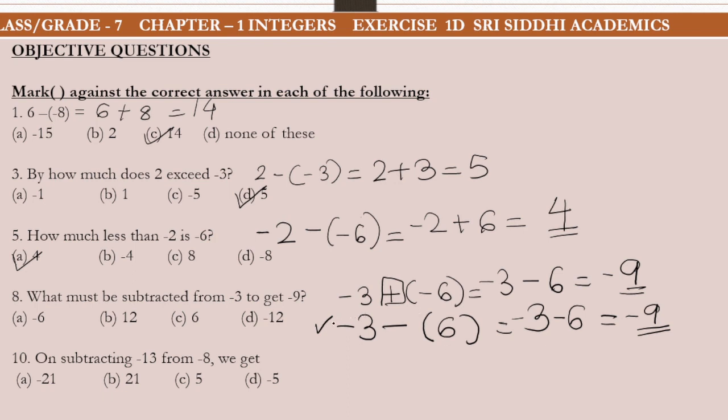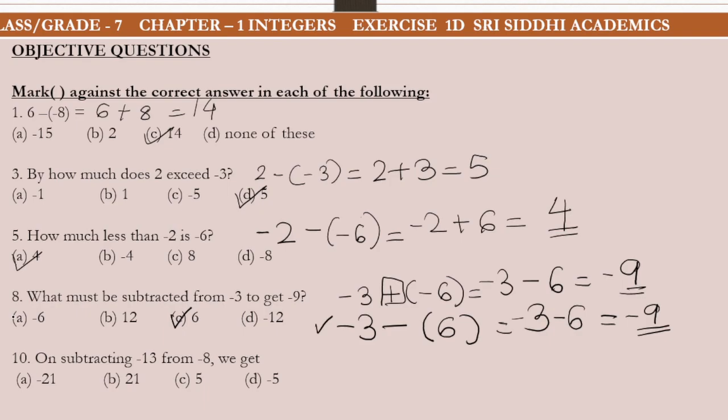But the method that we need to use is this one, the second option. Why? Because it is saying what must be subtracted, not added to minus 3 to get minus 9. It's saying what is subtracted from. So by this method we have to go. Okay, so the answer is option C, 6. All right, for question number 8.